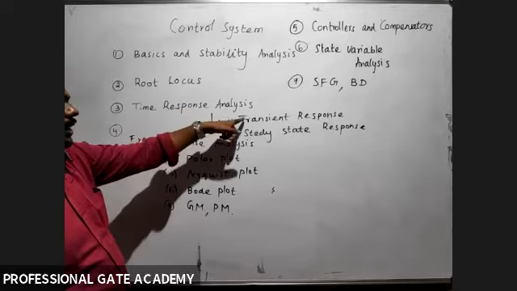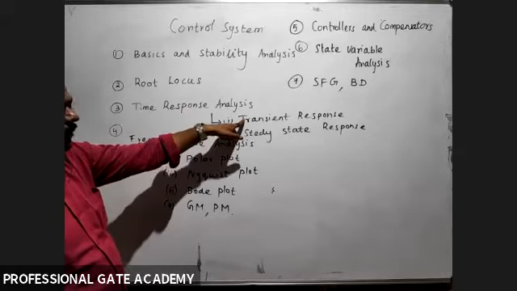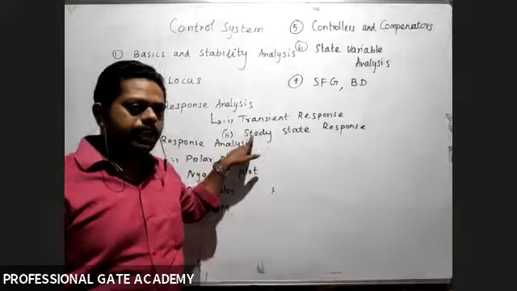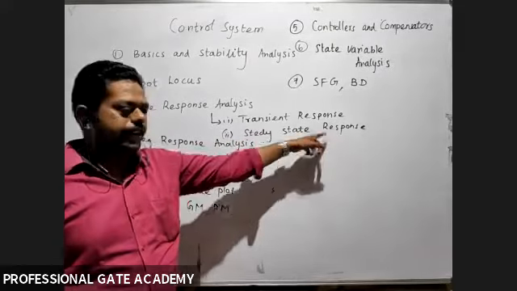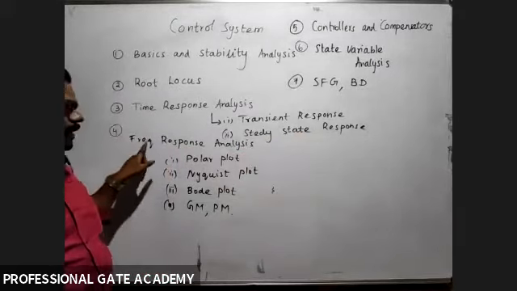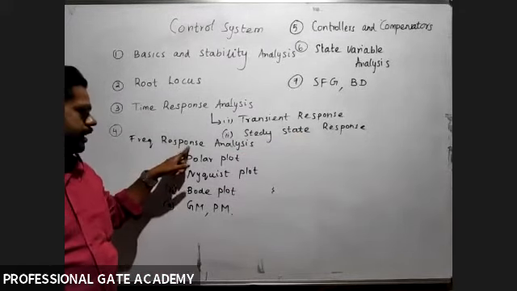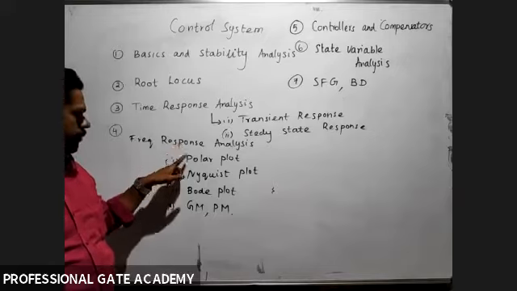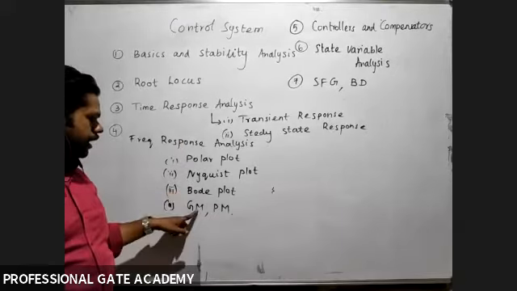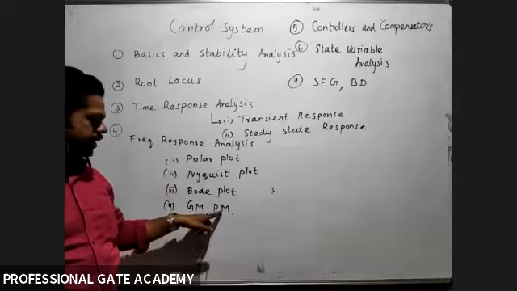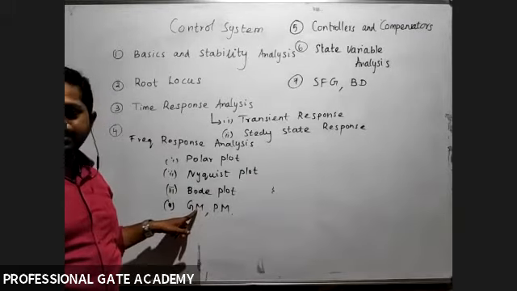One is the transient region, so transient response analysis. Another one is the steady state region, so we have to discuss steady state response analysis. Okay. Then fourth one, frequency response analysis. According to the GATE syllabus, we have to study polar plot, Nyquist plot, Bode plot, and gain margin, phase margin. Gain margin and phase margin are used in relative stability analysis.